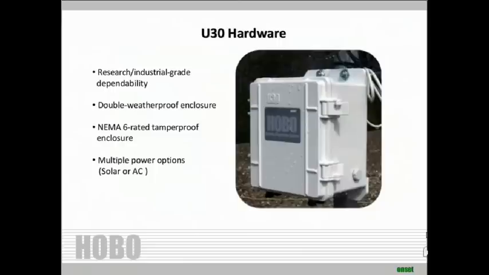The U30 is our most rugged logger to date. Its double weatherproof enclosure provides extra protection for the electronics on the inside. The latches on the side allow you to easily access inside the U30. You can also secure the U30 by attaching small padlocks through the holes on the latch. Let me just highlight where these are here for you. Right here.